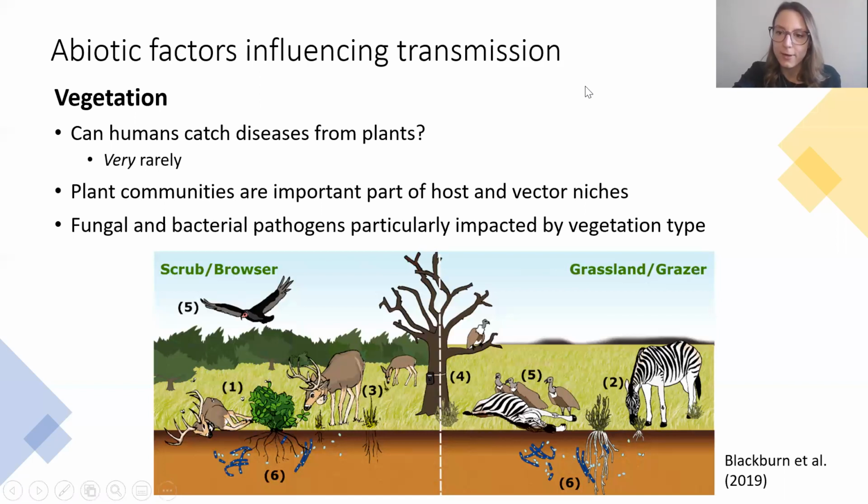Would this not include agricultural vegetation then? What do you mean by that, Reed?